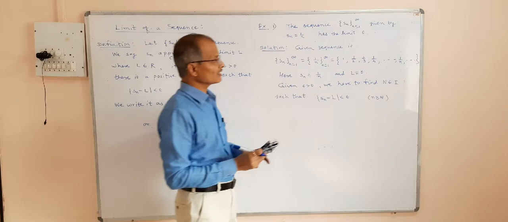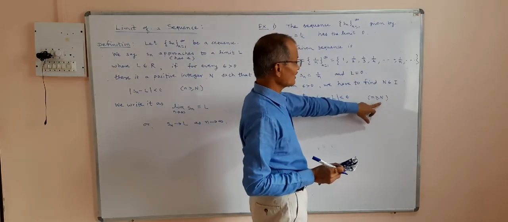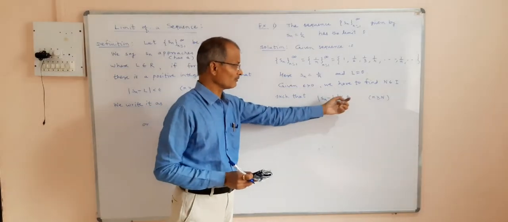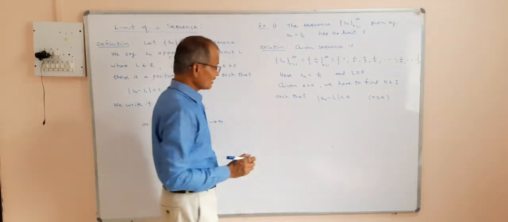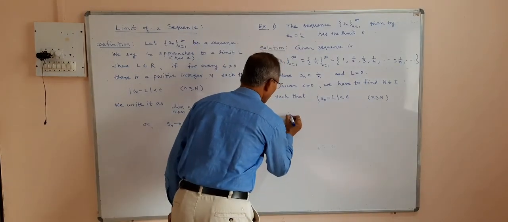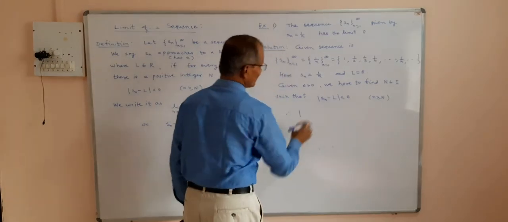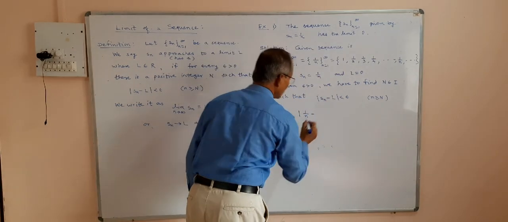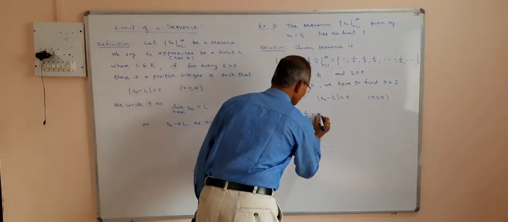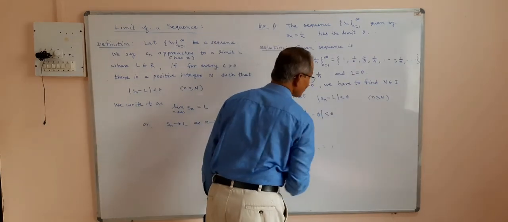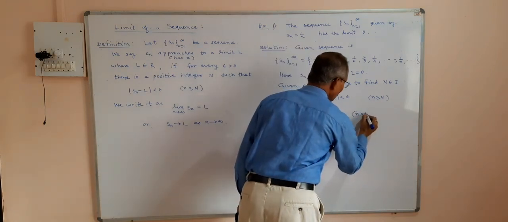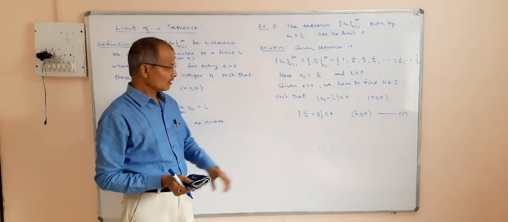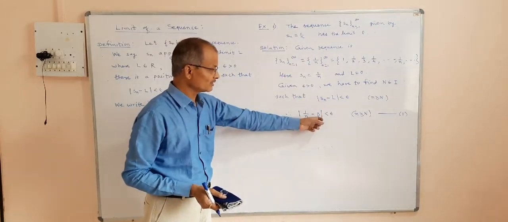Now if capital N is say 4, it means that n greater than or equal to 4 means after the fourth term of the sequence, the distance is very small, less than epsilon. So we shall put the value of Sn, the nth term of the sequence, which is 1 by n, and the value of L is 0. We have to show this is less than epsilon for n greater than or equal to N. If we find N satisfying this condition, then we can say that the limit of this sequence is 0.